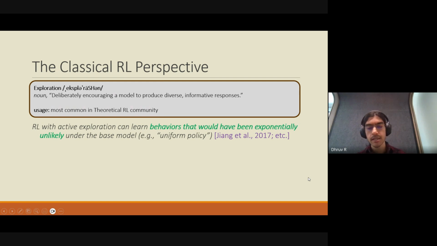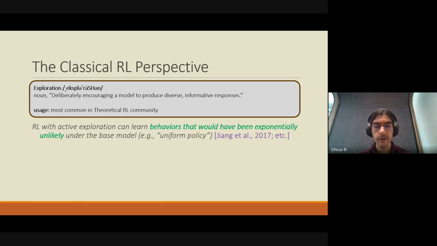So in some sense, this is the perspective that we've been pursuing in classical reinforcement learning theory and practice for many decades. Because we know in theory that there are algorithms for reinforcement learning that do some sort of active exploration, and they can learn behaviors that would have been exponentially unlikely under the initial policy.